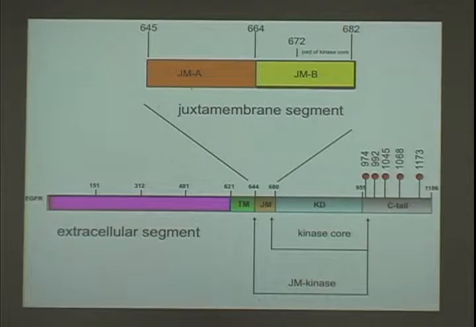So now I want to turn, so we have a candidate for an inactive dimeric cytoplasmic portion of the EGF receptor. And I want to return to the activation mechanism. Schematically, the EGF receptor has an extracellular domain, a transmembrane segment, a juxtamembrane segment, and then a kinase domain. And we're going to focus our attention on the juxtamembrane segment, which is highlighted here. It's about 40 residues, roughly.